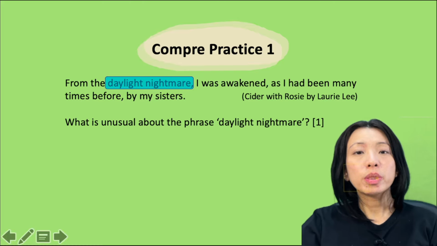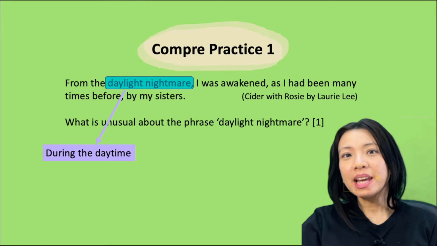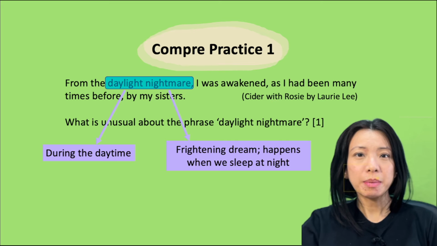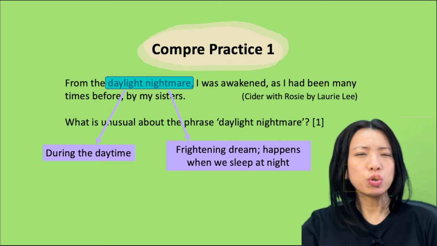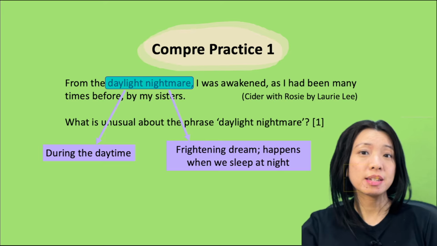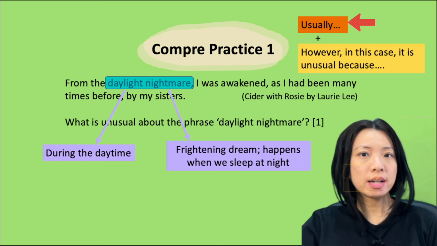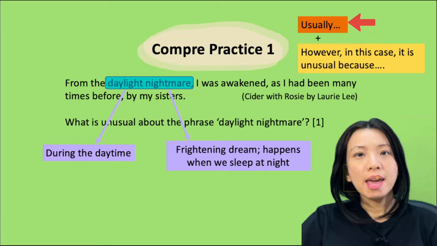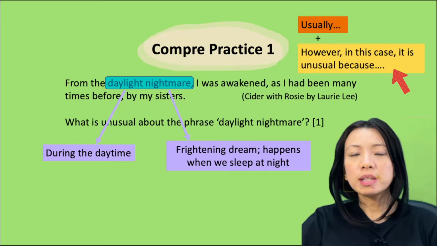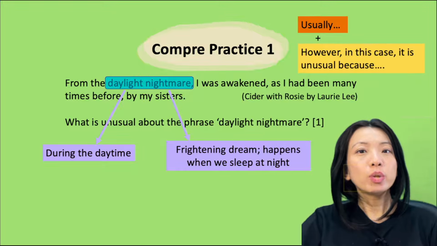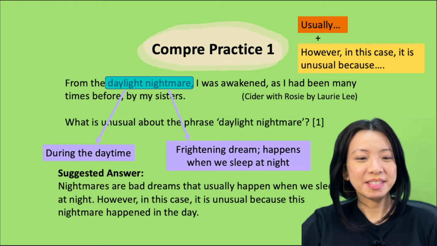Let's start off with the word daylight. Daylight means during the daytime. What about nightmare? Nightmare refers to a frightening dream, and this usually happens when we sleep at night. So remember the structure that we went through just a moment ago. In the first part of our answer, we talk about what is usual, and in the second part of our answer, we would write something like, however, in this case, it is unusual because. So let me show you my suggested answer.